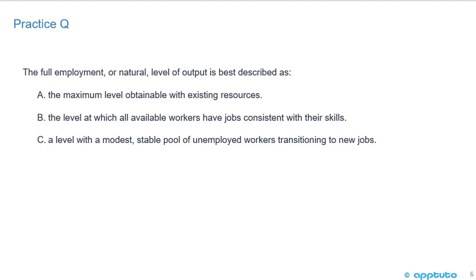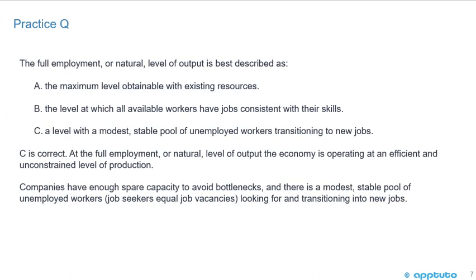Well, because we're talking about employment and output, I put one last practice question in to finish this LOS. And the full employment or natural level of output is best described as A, the maximum level obtainable with existing resources, B, the level at which all available workers have jobs consistent with their skills, or C, a level with modest, stable pool of unemployed workers transitioning to new jobs. And the correct answer is C.